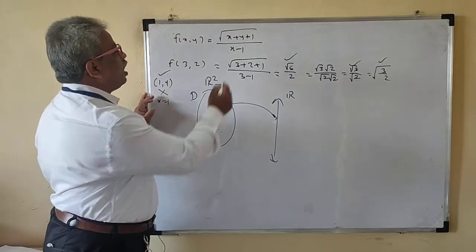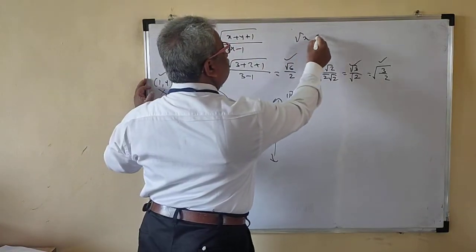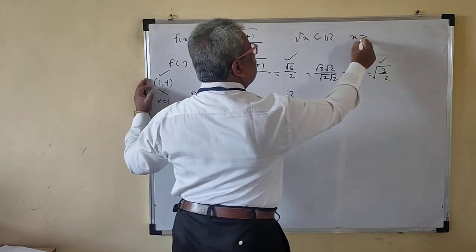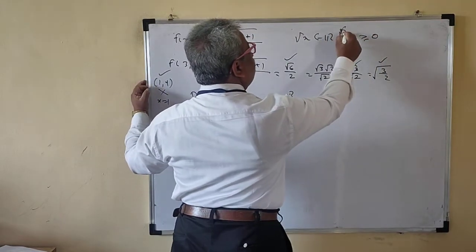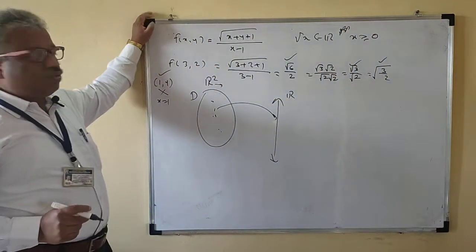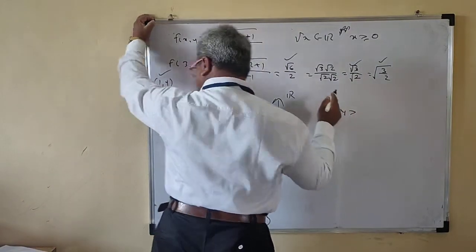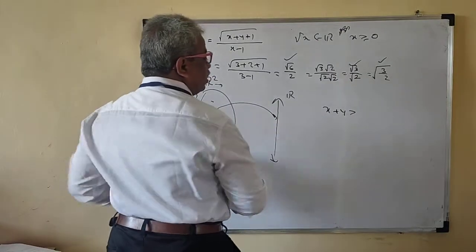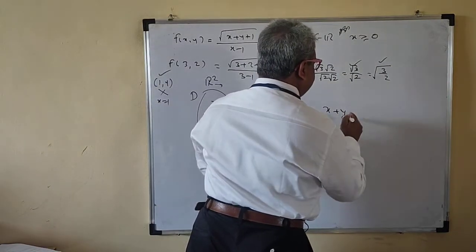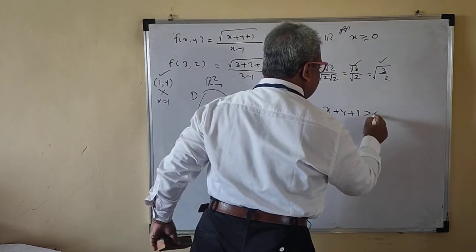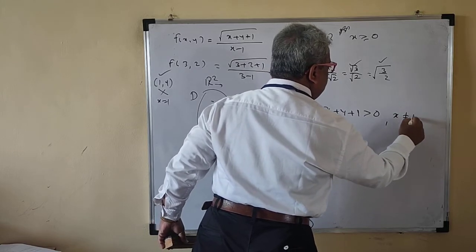So again, root x belongs to R if and only if x is greater than or equal to 0. So that means you need x plus y plus 1 greater than or equal to 0, and x not equal to 1.